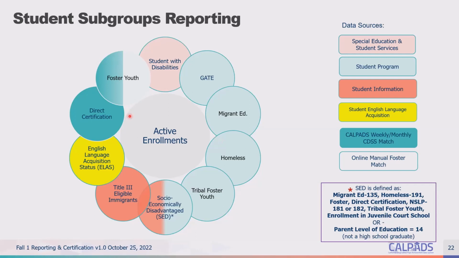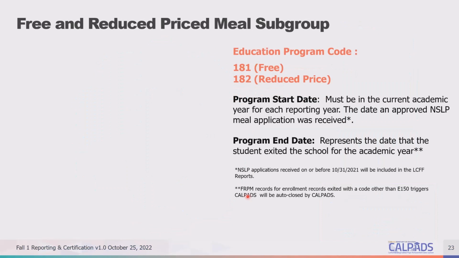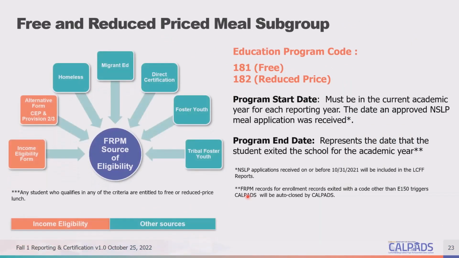So again, foster youth and direct certification are state match. All other data elements are reported from your SIS and submitted to CalPADS. Another subgroup is the free and reduced price meal subgroup. This is basically based on different eligibilities that the student might qualify for. So the ones in orange are based on income eligibility, and the ones in green are from other sources based on other program eligibilities. So let's start with the easiest one, which is the other sources first.